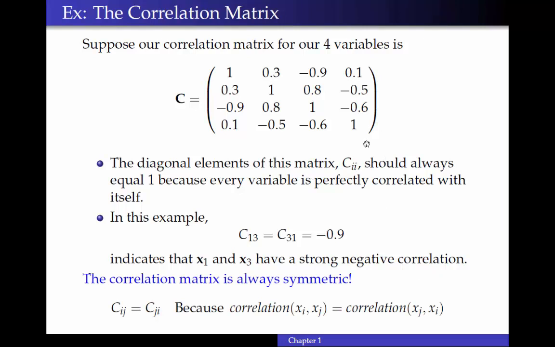And the correlation matrix is always going to be symmetric, right? Because Cij will always be equal to Cji, because the correlation between xi and xj doesn't change if I change the order of xj and xi.